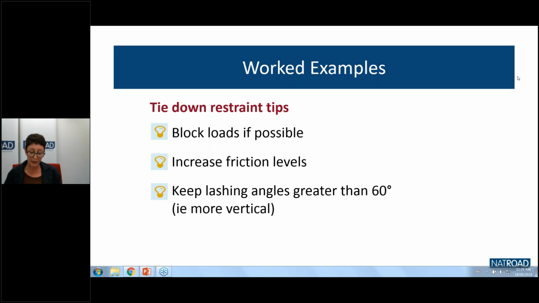And have a look at the other tie-down lashing tables in the back of the guide to see what equipment and tensioner combinations are available. We've just chosen some of the more common ones, but hopefully in the future we'll be able to add some more as people request them. So that's a tie-down example.